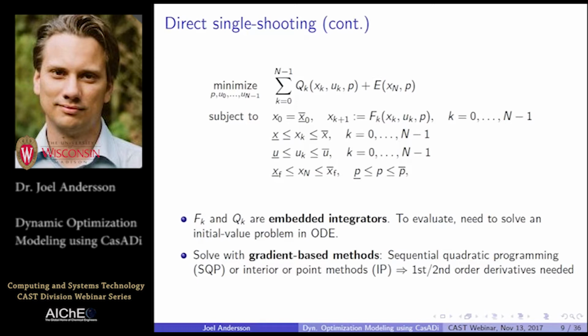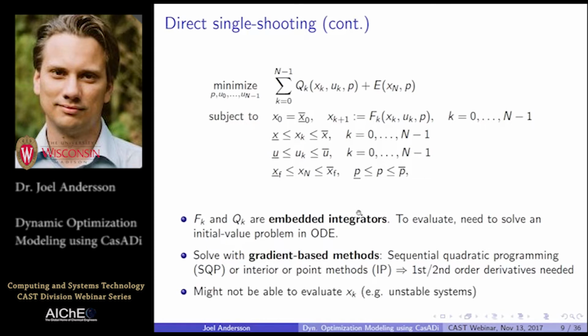Okay, so we solve this with gradient-based methods, and the two popular families of gradient-based nonlinear programming methods are SQP methods and interior point methods. And in both these cases, we need first and preferably second-order derivatives. So we need second-order derivatives with these embedded integrators.